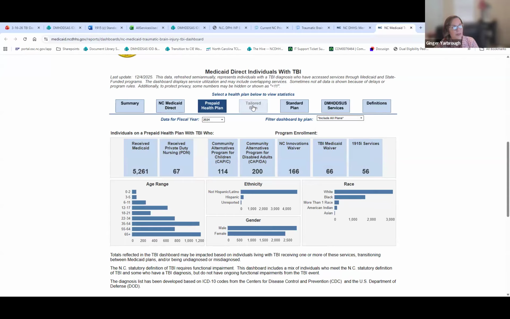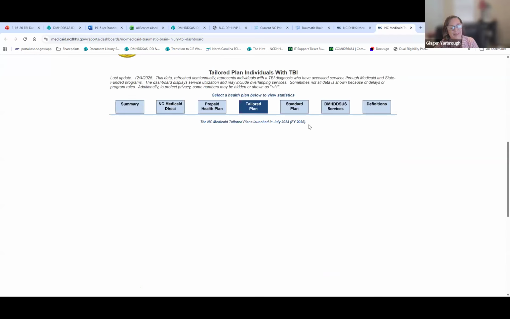Okay. When you click on the tailored plan, again, those hadn't gone live yet. And so you'll get this message that just says, we're not live in 2024. So once we hit the fiscal year 25, it will all update and you'll see it for the tailored plans.